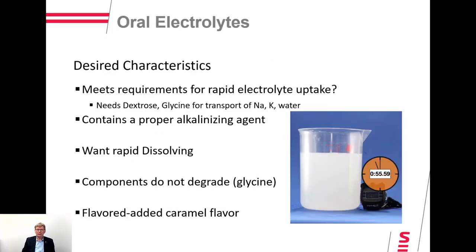Desired characteristics of oral electrolytes are listed on these slides. So key is that we have a rapid electrolyte uptake. And glycine is important for the transport of sodium and potassium and water. And it is important that glycine does not get degraded before the electrolytes are all used up. The product has to contain a proper alkalinizing agent, and we'll address that in more detail in a few slides.